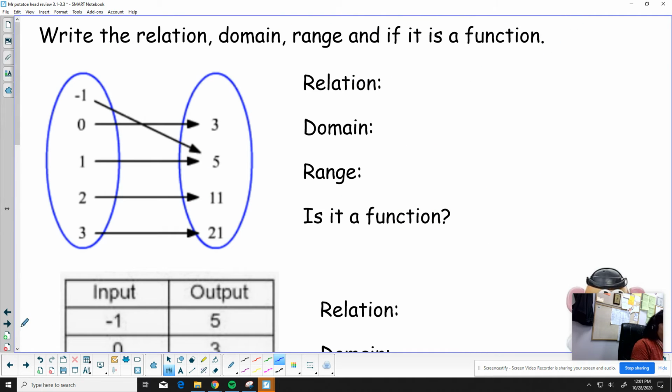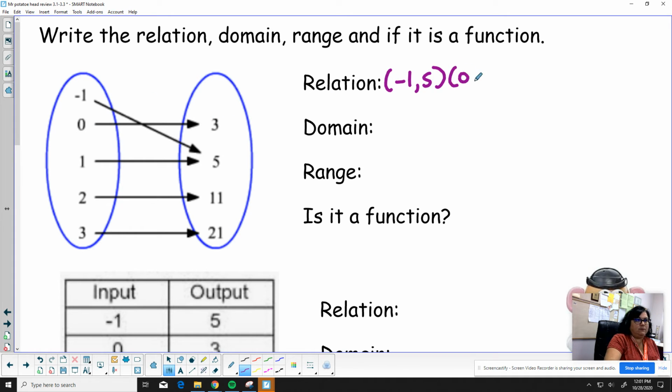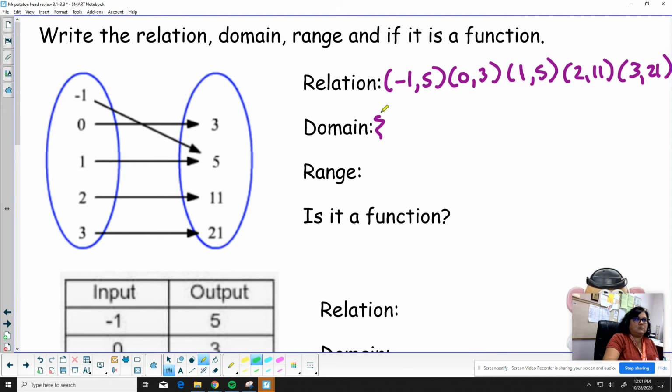Okay. All right. Write the relation, domain, and range, and if it's a function. Remember, relation just means it's the ordered pairs. So we're just going to write down what the ordered pairs are in the mapping. So here we have (negative 1, 5), (0, 3), (1, 5), (2, 11), and (3, 21). Okay, the domain are all the x's. So it's the first number in the ordered pairs. So negative 1, 0, 1, 2, and 3.